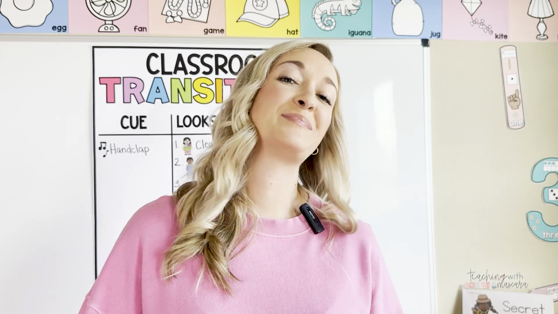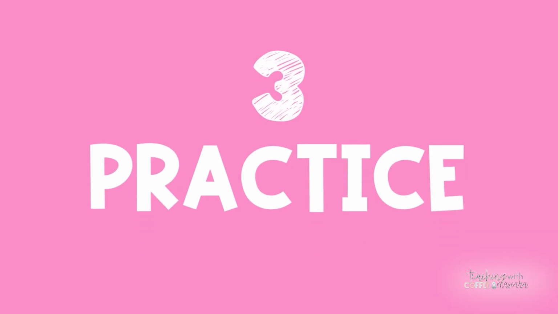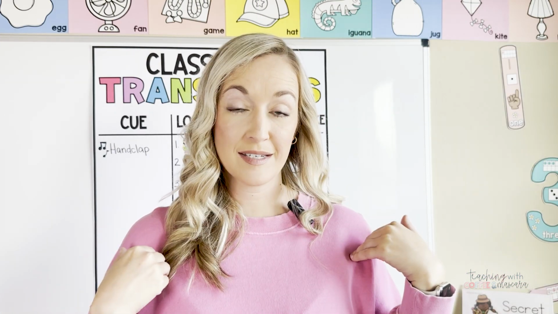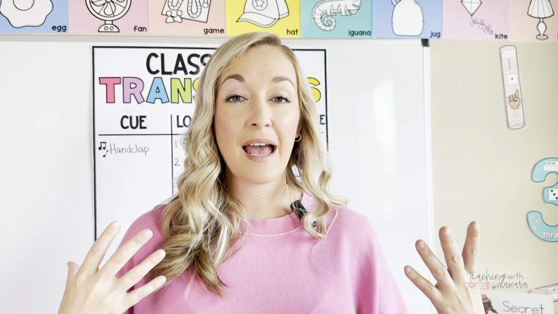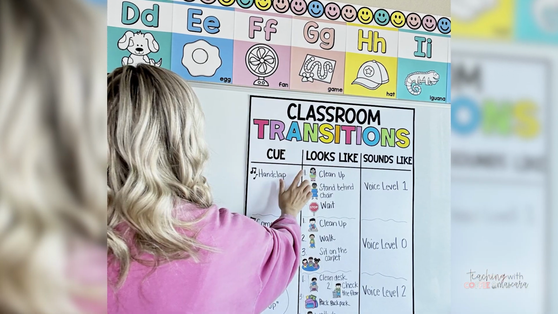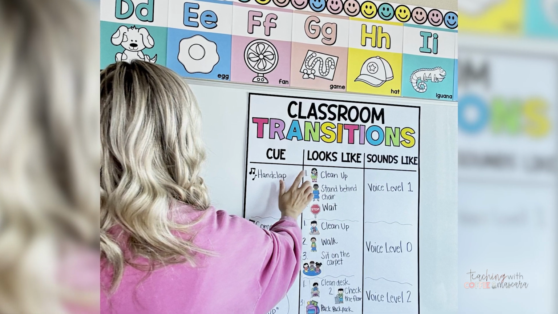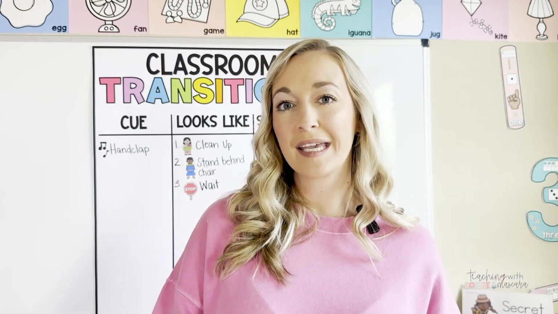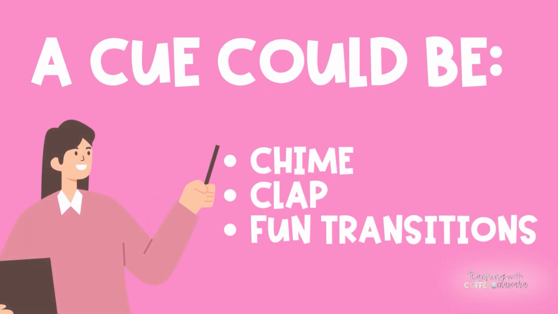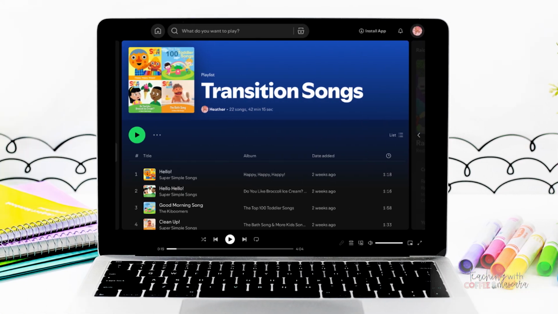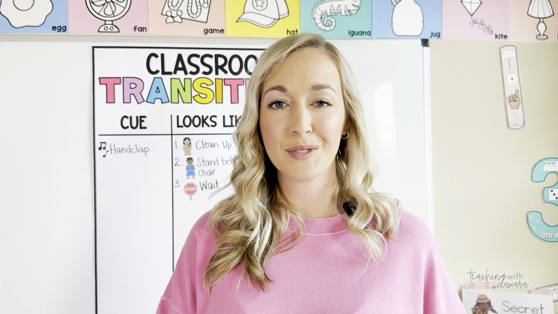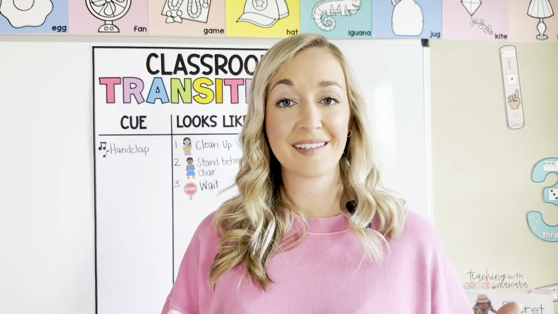Once your anchor chart's complete, it's time to practice. The first thing that you're going to want to do is as the teacher, you are going to want to practice. As you point to each step, you're going to clearly go through and show your class exactly what that looks like, exactly what your expectations are. After you finish showing them, it's their turn to practice. Make sure that each day you're using the same cue. A cue could be a chime, a clap, or we love to use fun transition songs. This helps build consistency and helps our students associate the cue with the steps and knowing exactly what to do.